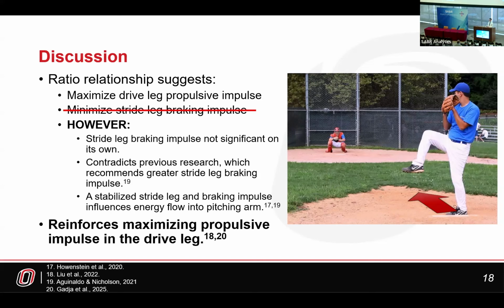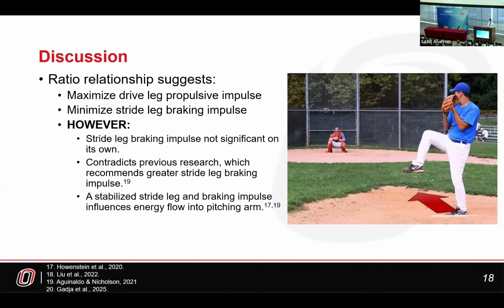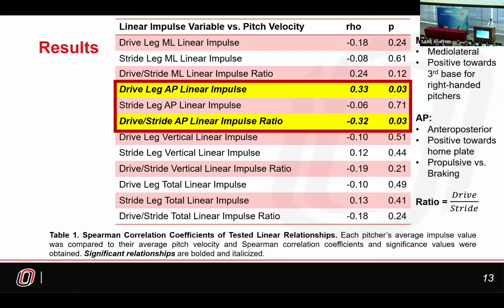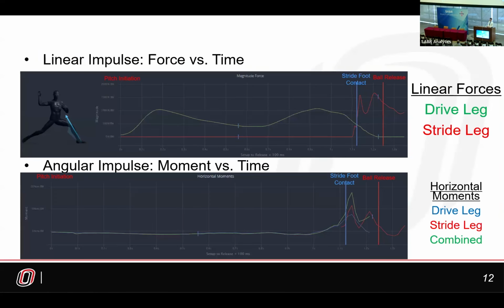Makes sense. Quick follow-up, where in the stride does the release usually occur then? Yeah, so if we go to this graph, during the stride, ball release is the solid red line and stride foot contact is the solid blue vertical line. And so you make stride foot contact, and then it's shortly after that where you have release.